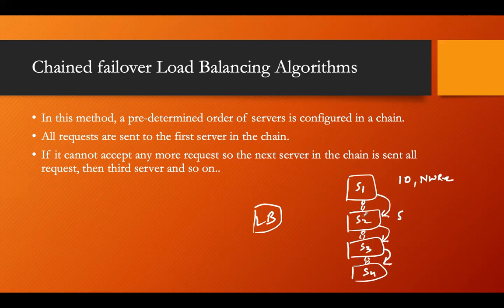Okay. So there is a chain among these servers. Server number 1 is taking the requests. If it cannot serve, it will send the request to server number 2. Server number 2 fulfills the requests. If it cannot serve, then it will go to server number 3, in that way, because these are chained together. So this is the simple chained failover.